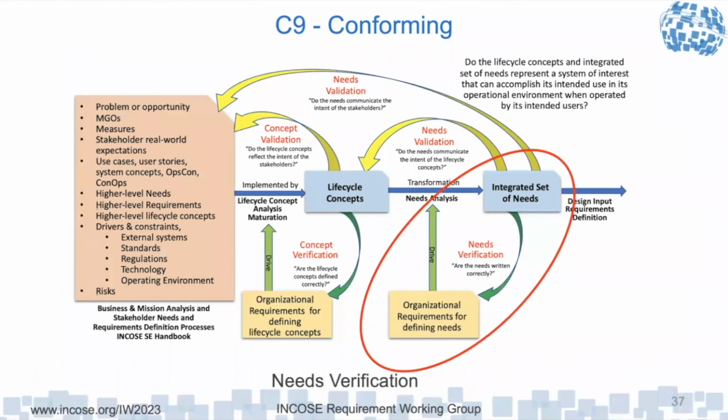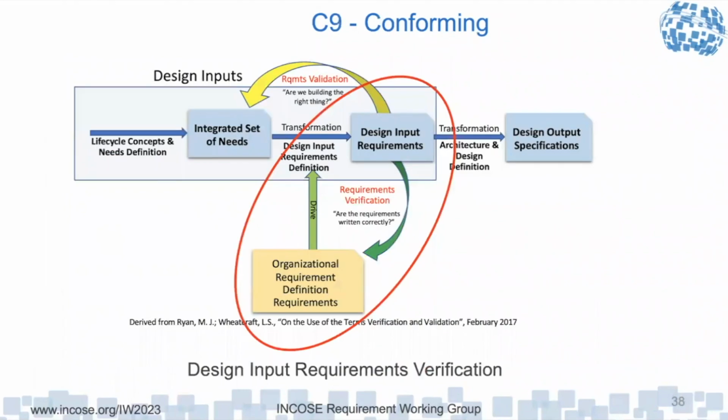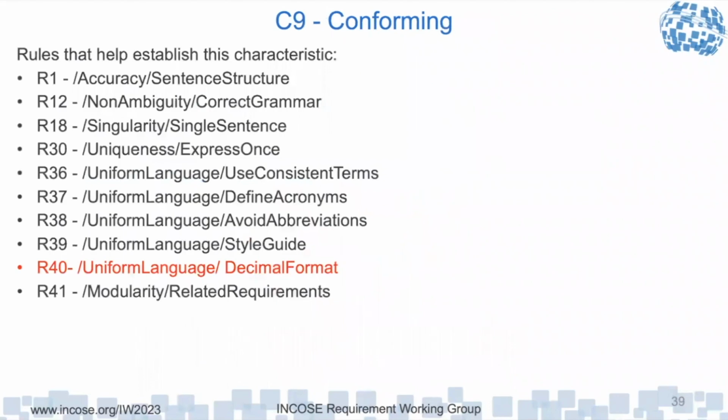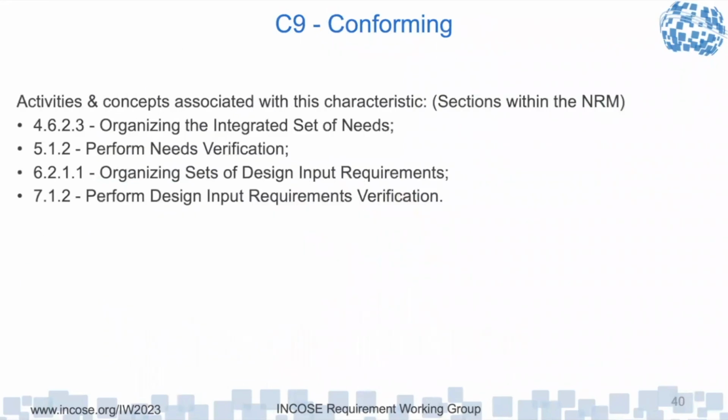And this drawing that we have is against the organizational requirements for defining needs. And for the requirements, you have organizational requirements for how you're going to do your requirements. So for the resulting set of design input requirements, you're going to verify that the organization followed the rules for writing well-formed requirements. So we have rules that establish this characteristic as far as conforming. R40 is in red because that's a new rule that we added to the activities that we talked about.